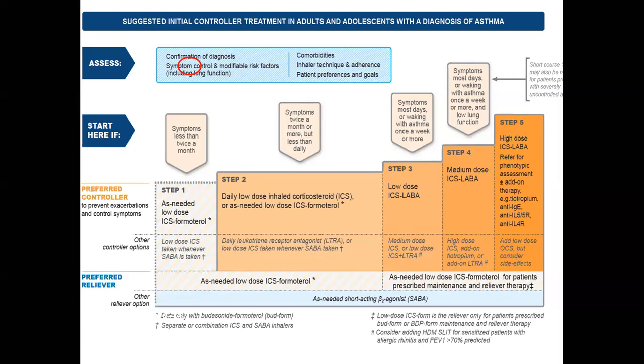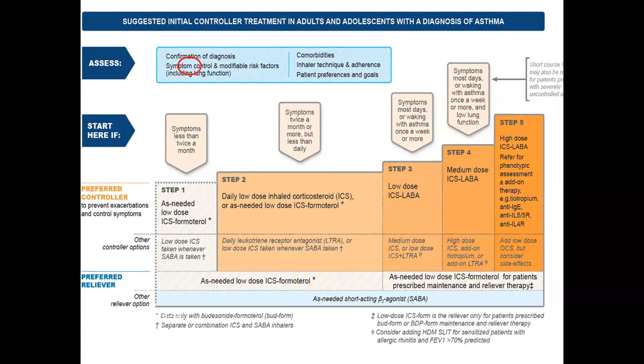If it's children, in step 1, it's not a combination of ICS and LABA. You give ICS and SABA separately. And the other steps are similar. Okay, so long-acting beta-2 agonists as a reliever we don't use in children. That is the important point.